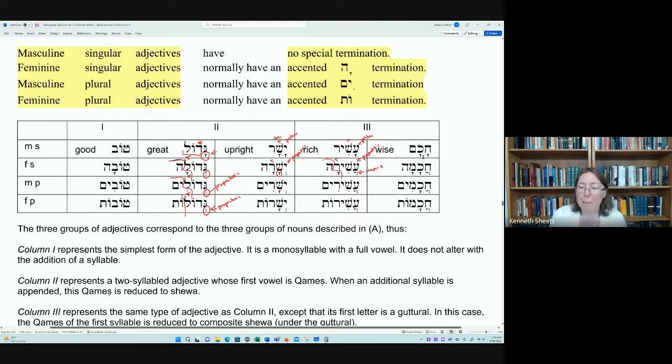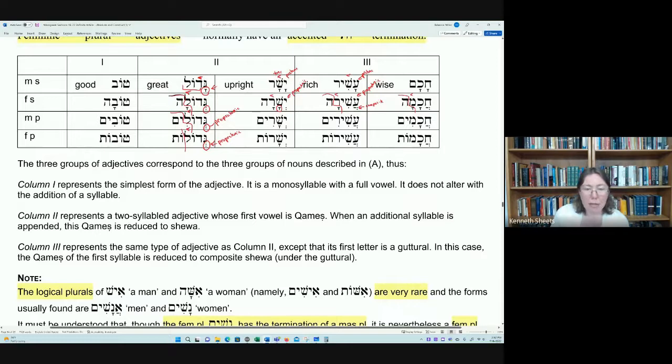The same thing happens with all of the other gutturals as well, whether it's the aleph, the he, the cheth, or the ayin. So hakam, wise, then you come down to the feminine singular, add the ending, the accent has moved, and so thus we have hakama. And again, that kamets is now propretonic, so it reduces all the way down to a vocal schwa for a guttural. Then we have hakamim and hakamoth. So these are the forms that you will see when we are dealing with the adjectives.